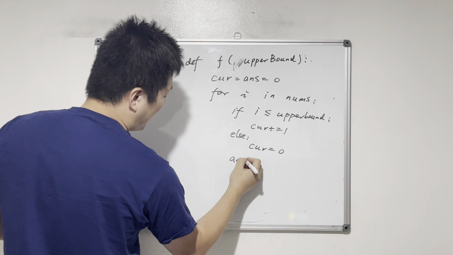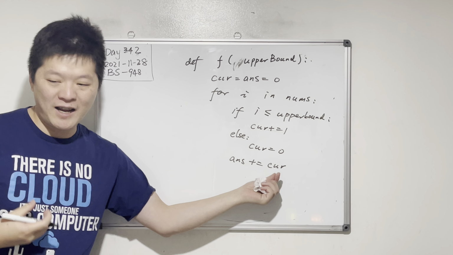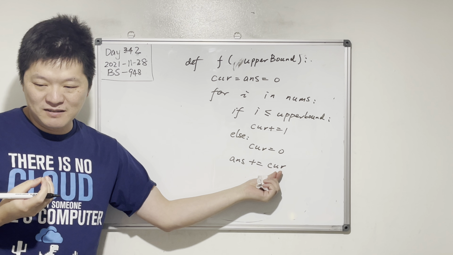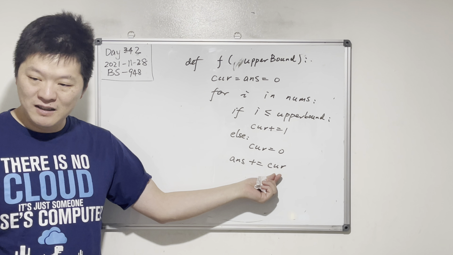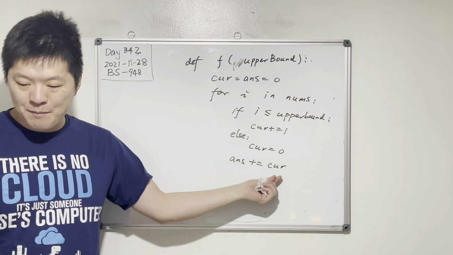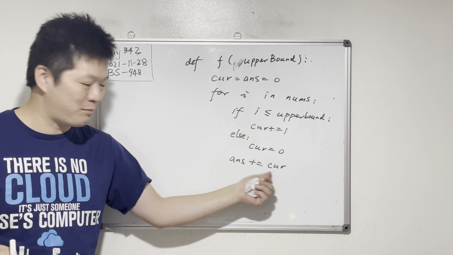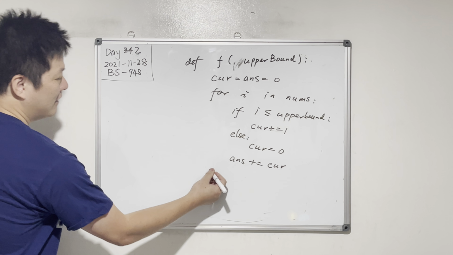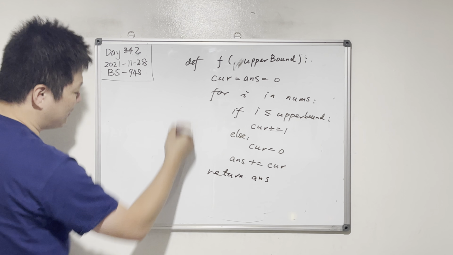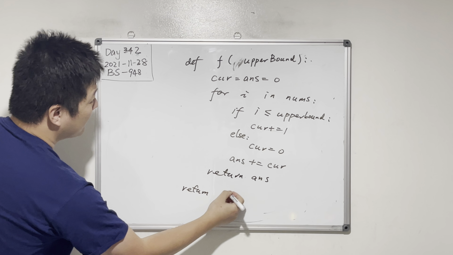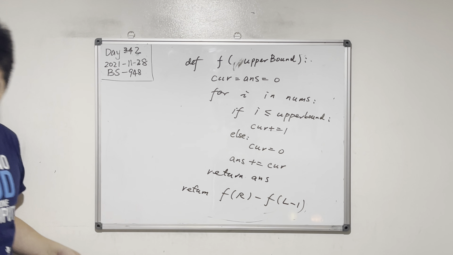Look, if it's smaller than the upper bound, we accumulate the 1, and then we add the length. So it's 1 plus 2 plus 3 plus 4 plus 5 plus 6 plus 7 plus 8. That's how you get the number of sublists. That's the happy path. The sad path is that if it's more than the upper bound, we set current to 0, then answer plus 0. Make sense? And then return the answer. The final return is f(R) minus f(L minus 1).